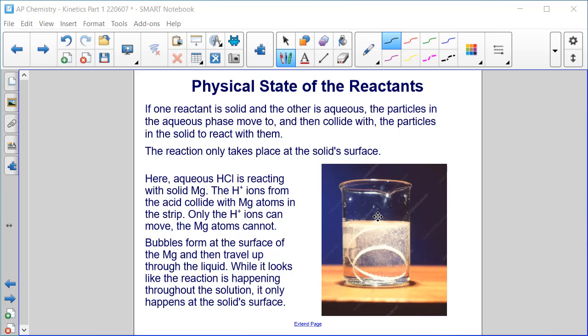The H+ ions from the acid collide with the Mg atoms in the strip. So only the H+ ions can move, the magnesium can't move, and so they move to the surface of the ribbon to react with the magnesium. Bubbles form at the surface of the magnesium and then travel up through the liquid, which you can see here bubbling up. While it looks like the reaction is happening throughout the solution, it is only happening at the surface of the solid magnesium, and then the gas is evolving and bubbling up through the solution.